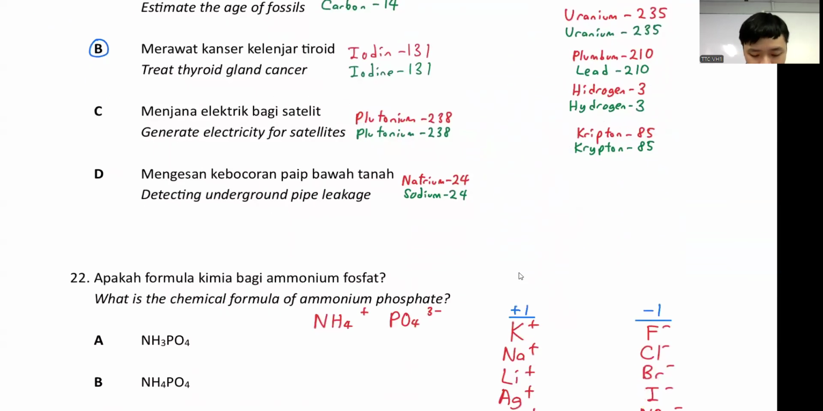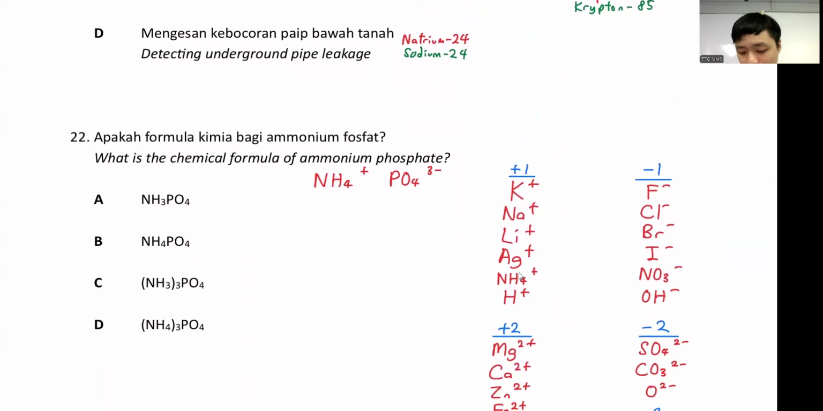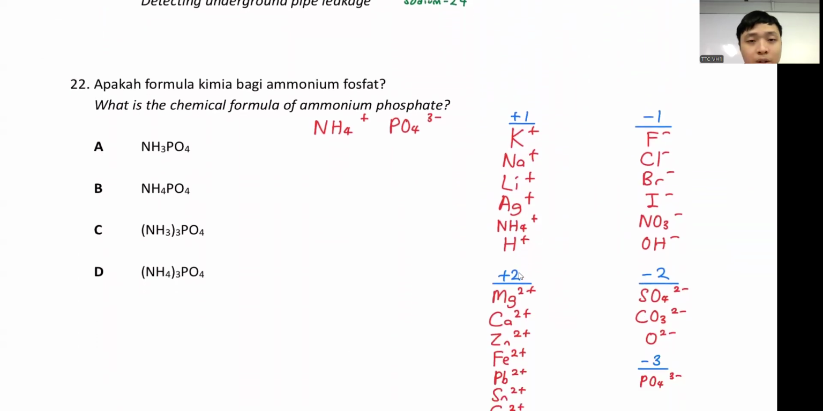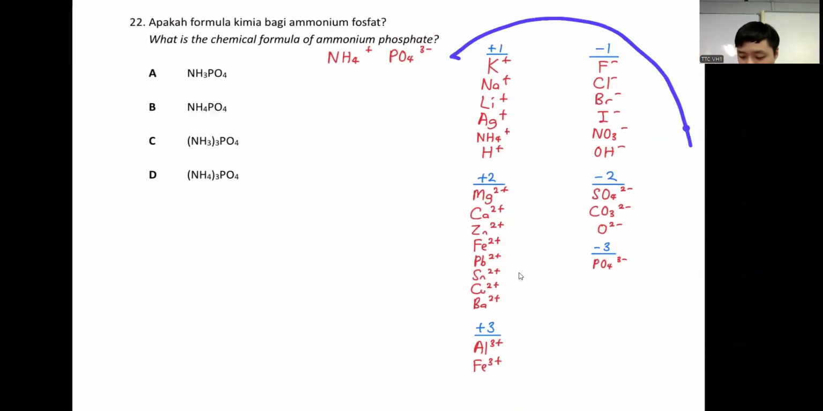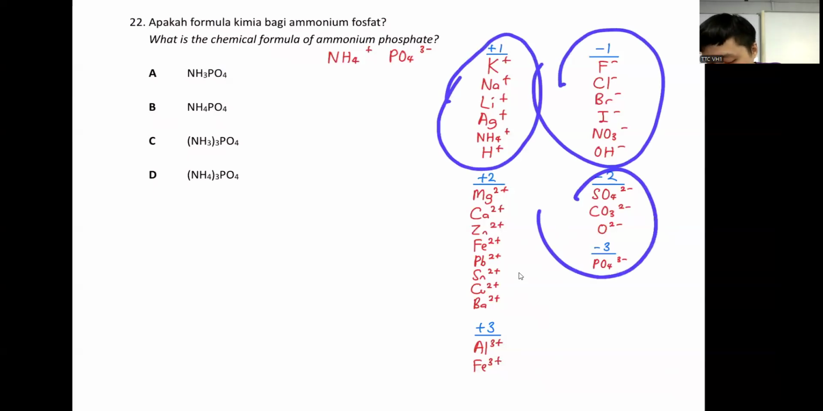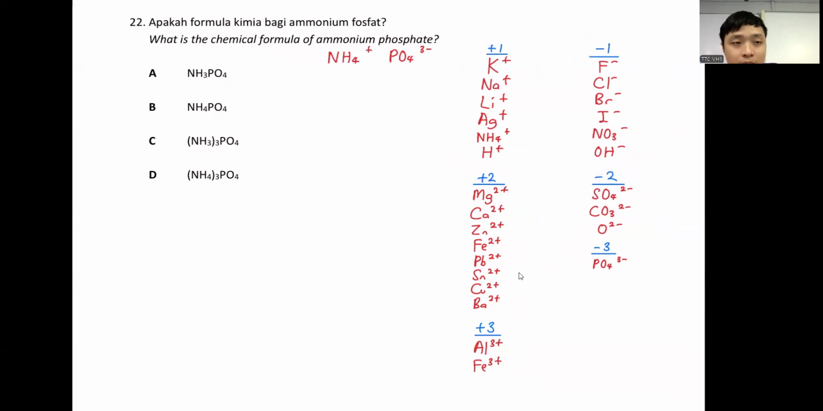Okay, and then question 22. What is the chemical formula for ammonium phosphate? Now, this part, for those who still don't know the charge of the ions and how to write formulas, this is the basic. Remember this, and the names also. I didn't list out the names here, but go and memorize the names also, the charge and the name, so that writing formulas will be easier later on.